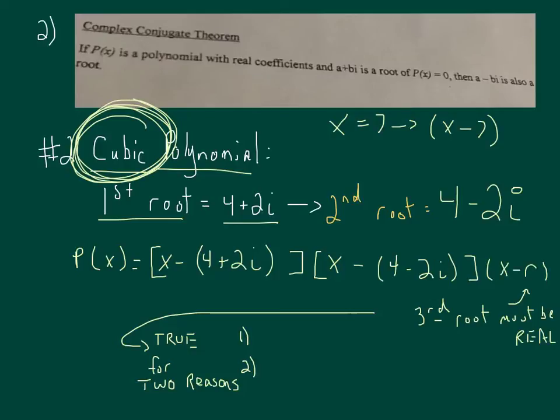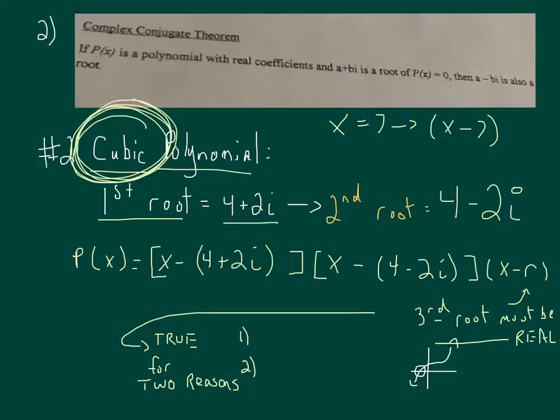Notice here, the third root must be real. The third root must be real. Think about that. Because it's a cubic polynomial, that means one arrow is going down and one arrow is going up. That means at some point it has to cross the x-axis. At some point it's got to cross the x-axis. That goes for any odd degree polynomials. Cubic polynomial, quintic polynomial, something to the 5th degree, to the 7th degree.